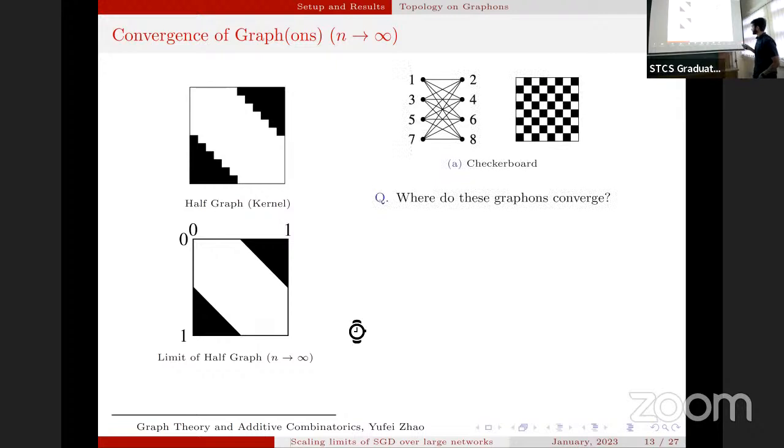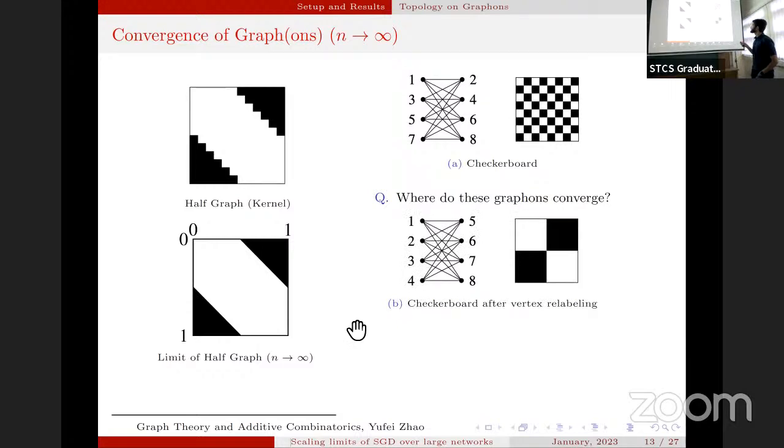Consider this graph here. Its kernel representation looks like a chessboard to me. What do you think happens if I increase n to infinity? Where do these graphons converge? If anybody has a guess, they can throw it out. Does it converge to all black, all white? Maybe a fractal. Yes, that was quick.